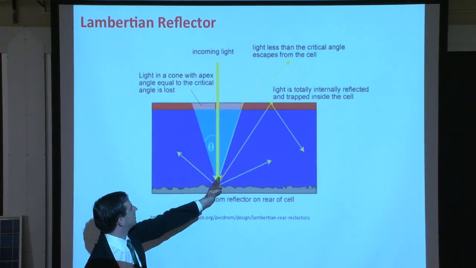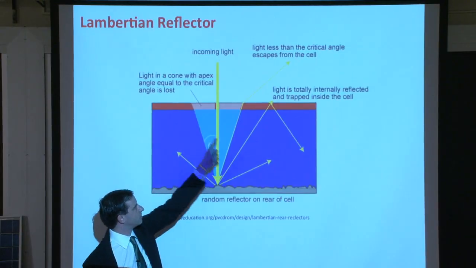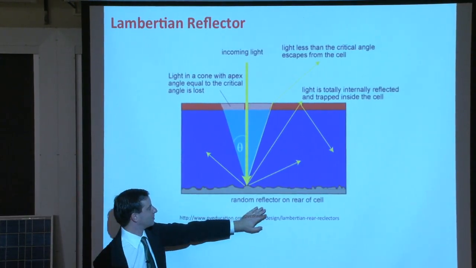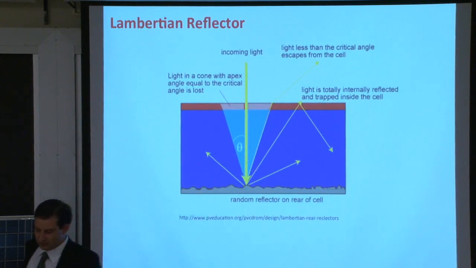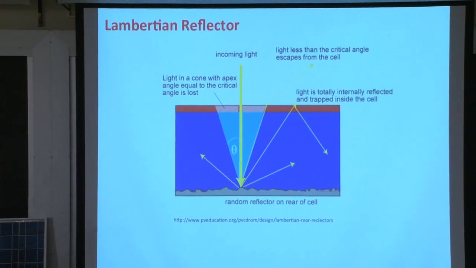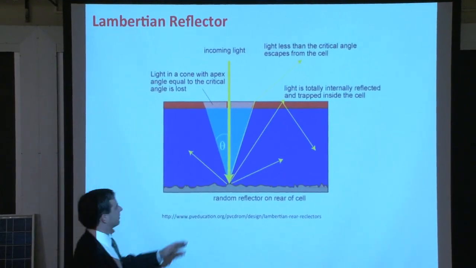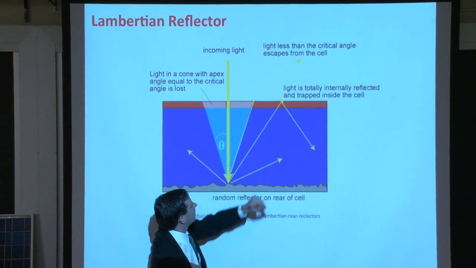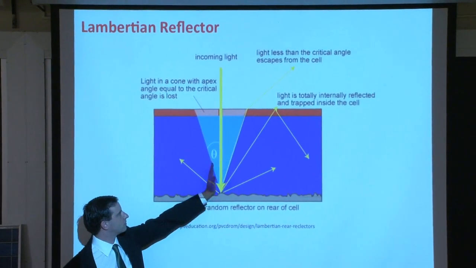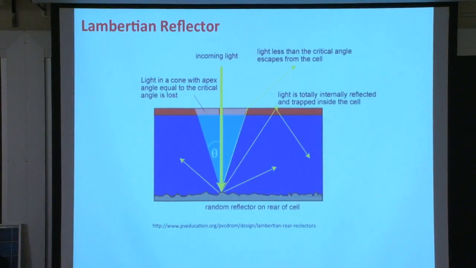You'd have incoming light. Let's ignore front surface texturing for now. Let's just focus on the backside. If you have a randomly texturized reflector on the back that reflects off in, say, a Lambertian fashion, you'll have some fraction of that light scattered off at an angle that is large enough relative to the surface normal that it is trapped by total internal reflection.